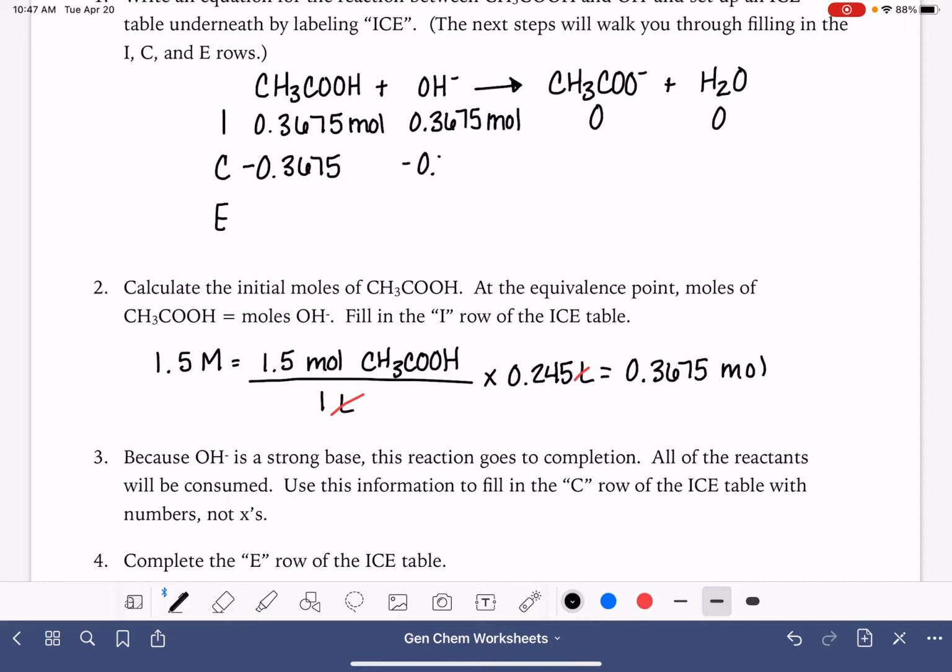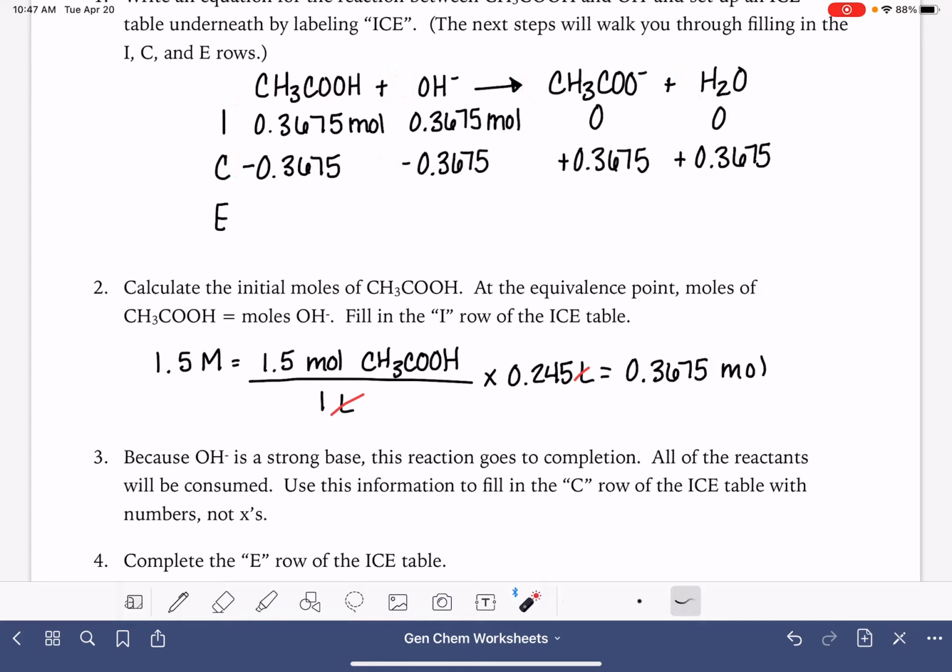Instead of saying minus X, we know what X is. It's 0.3675. Also over here, we know what X is. It's 0.3675. We do want to make sure that we are paying attention to the stoichiometry of the reaction. It's 1 to 1 to 1 to 1. So that means that all of these numbers are exactly the same.